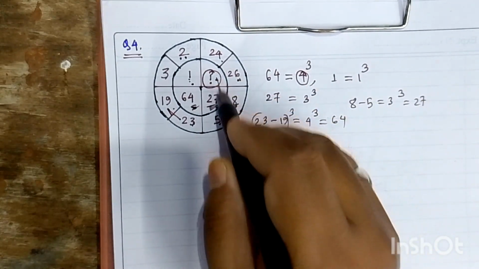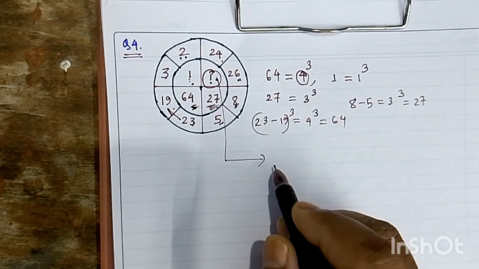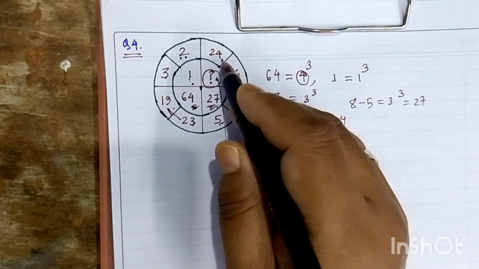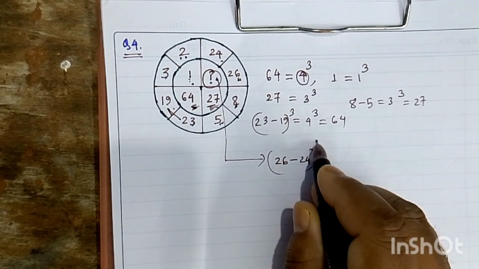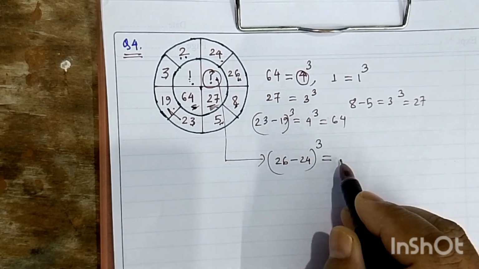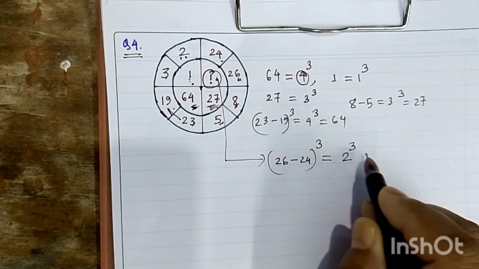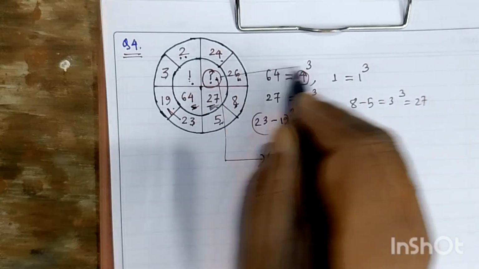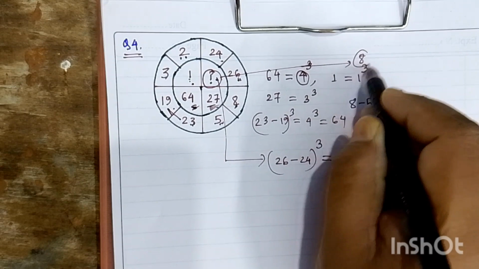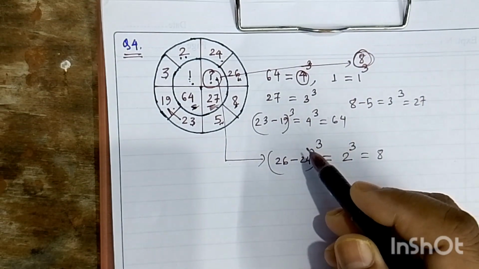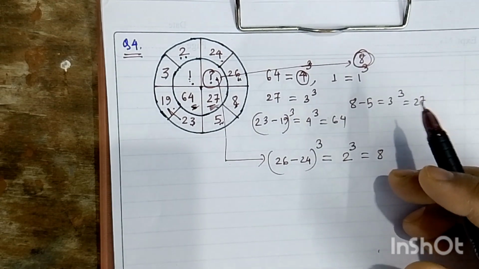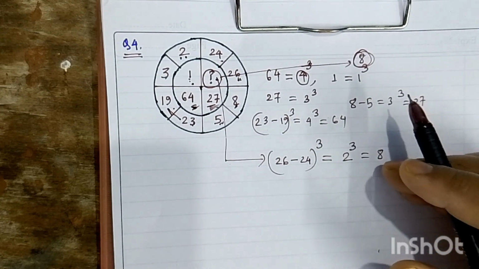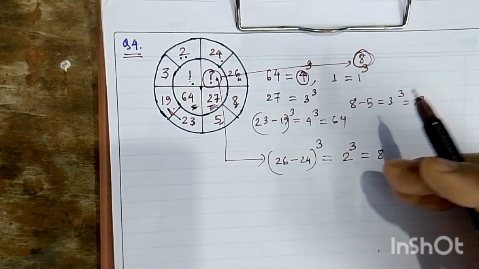So this missing number we get by doing the cube of the difference of 26 and 24. The difference of 26 and 24, and then we do the whole cube. What will we get? 26 minus 24 is equal to 2. 2 cube is equal to 8. So the missing number is 8. So students, you see, we found the pattern, and after learning the pattern we can find the solution of the question.